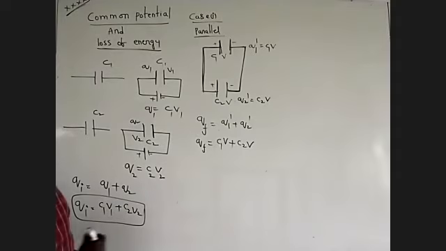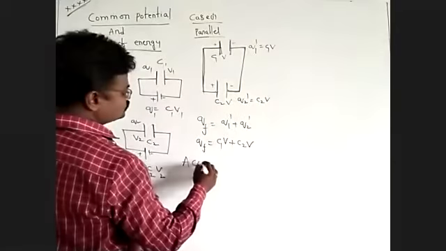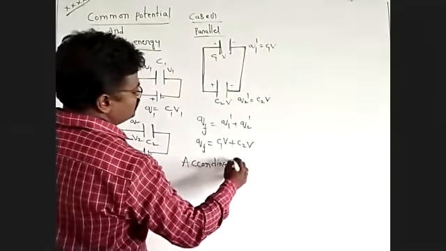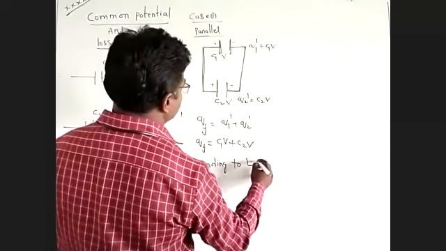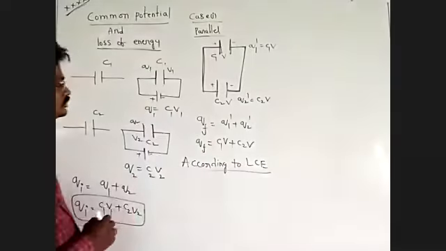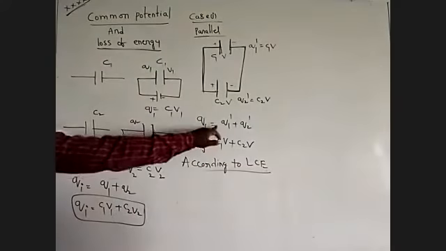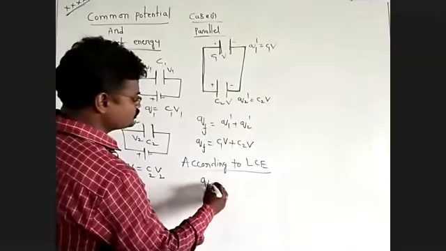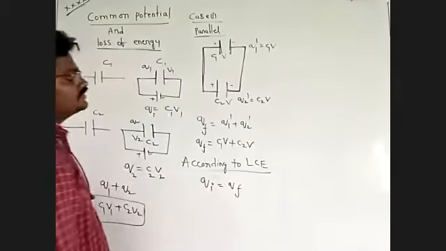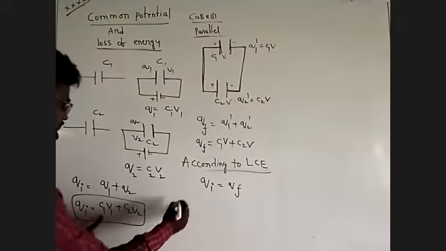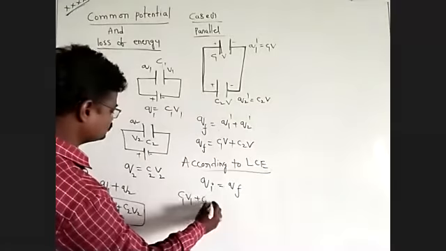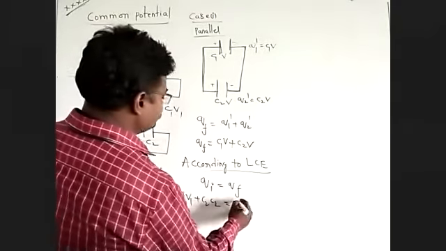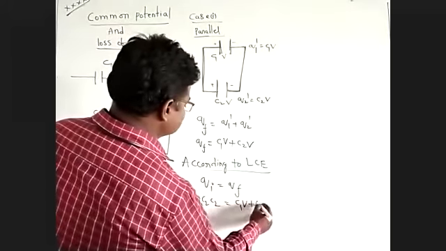According to the law of conservation of charge, Q initial is equal to Q final. So what is the Q initial? C1 V1 plus C2 V2. And what is C1 V plus C2 V?